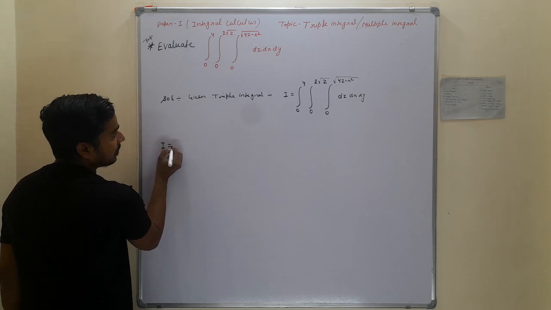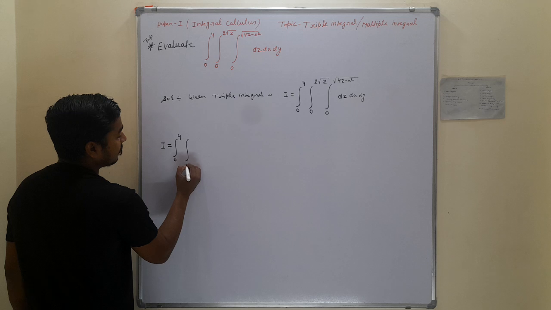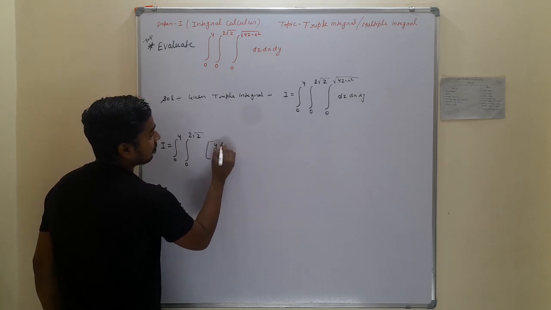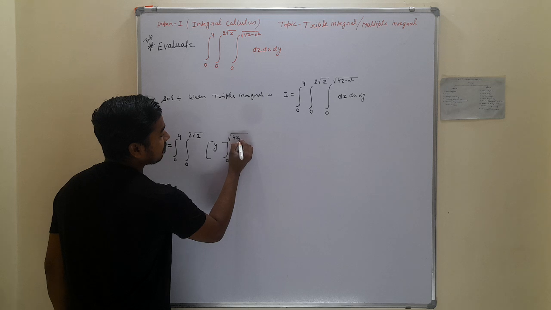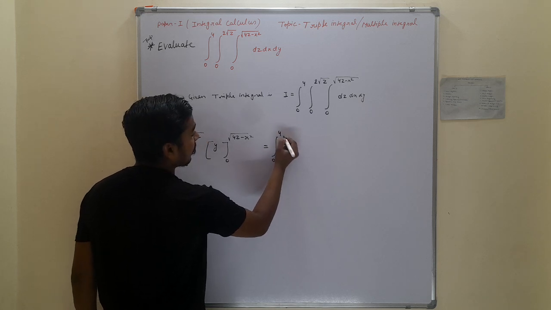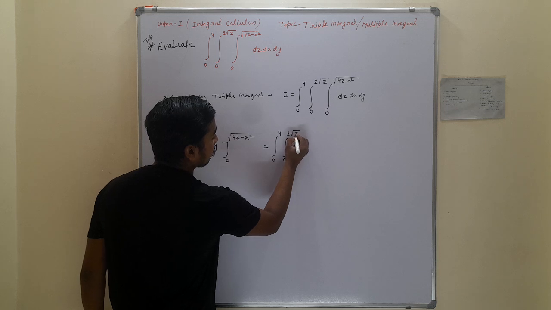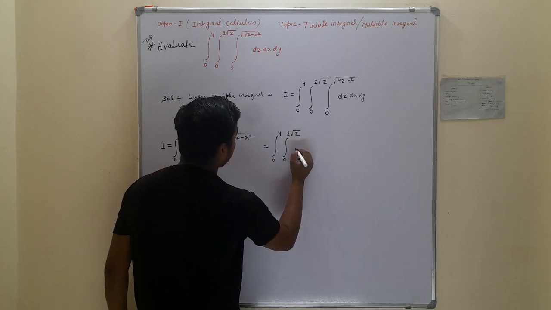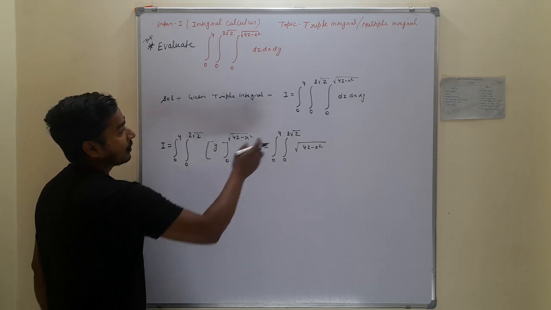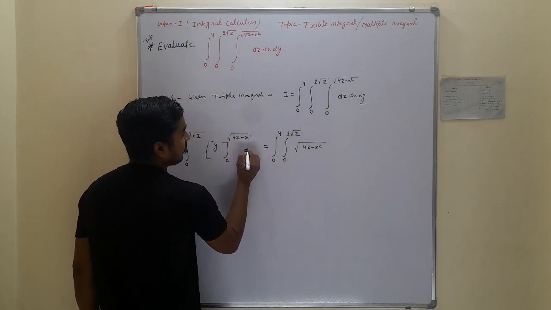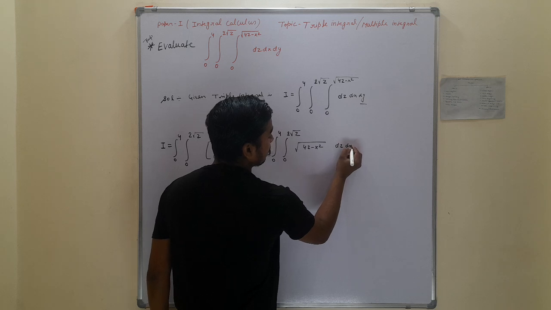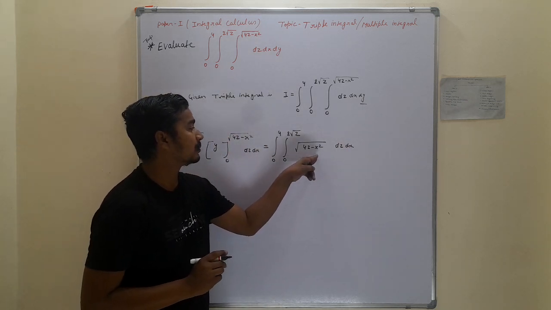We get integral I equals 0 to 4, 0 to 2 root z, and the integration of dy gives y, with the limit 0 to under root of 4z minus x square. Putting the upper limit, in place of y we get under root of 4z minus x square, and putting the lower limit gives zero. The remaining is dz dx, and from here we have to integrate with respect to x.